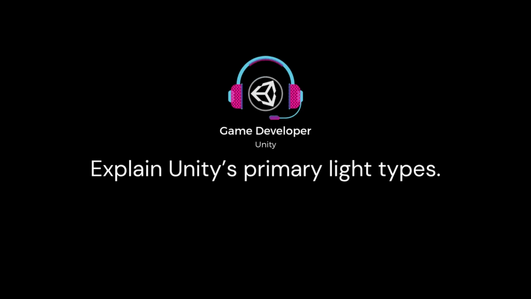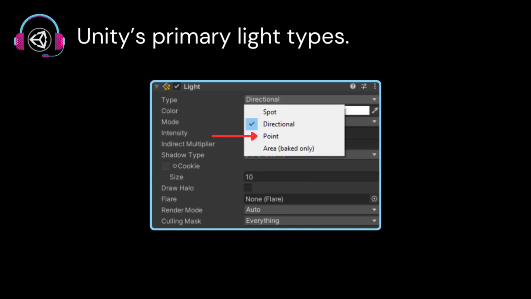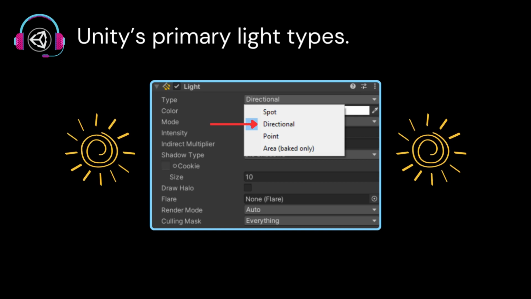Explain Unity's primary light types. In Unity, lights are used to illuminate the scene and affect how objects appear. Unity offers 4 primary types of light source: directional, point, spot, and area. Each type has a distinct characteristic suited for a different light effect. First is directional light. The purpose of directional light is to simulate a distant large source such as the moon or sun that is infinitely far away. The light's position does not matter, but its rotation determines the angle at which light rays strike the object. Every new scene automatically includes a directional light.